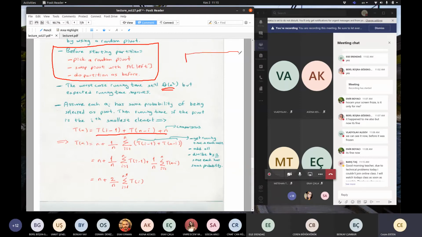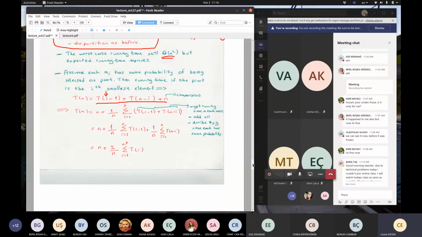So we do the partition and our pivot element ends up at index I, and we have I many elements to the left and n minus I many elements to the right. So we spend T of I minus 1 running time to sort the left part of the array, T of n minus I running time to sort the right part of the array, and plus n running time for the partition algorithm. Now, to continue with this is where the random choice for I comes into play.